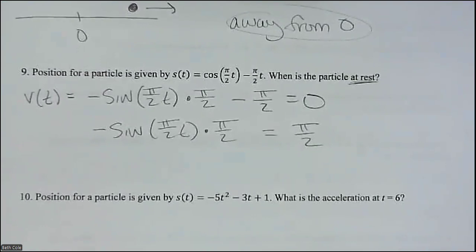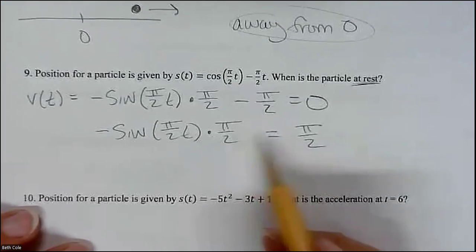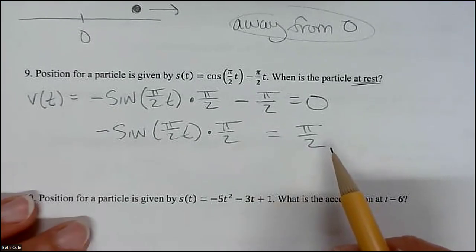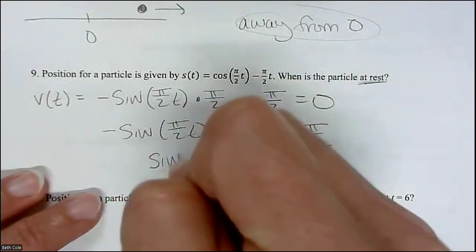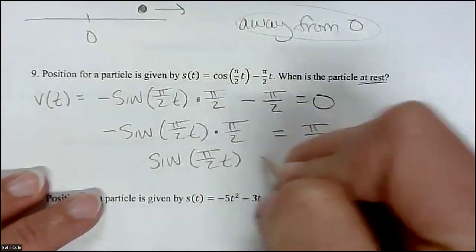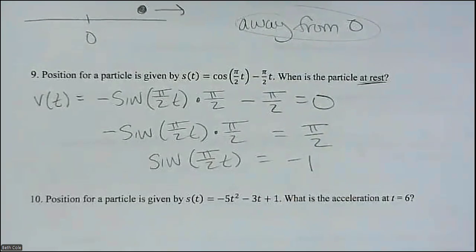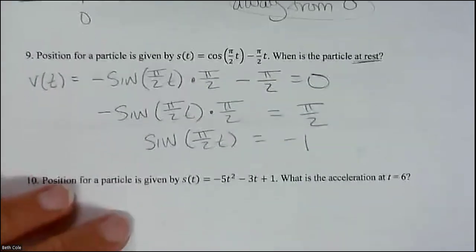We're still just trying to solve. Yeah, you would divide by pi over 2. They would actually just cancel. So you'd get 1, but the negative I'm going to move to the other side as well. So it'll actually be -1. Now we have to do some unit circle.